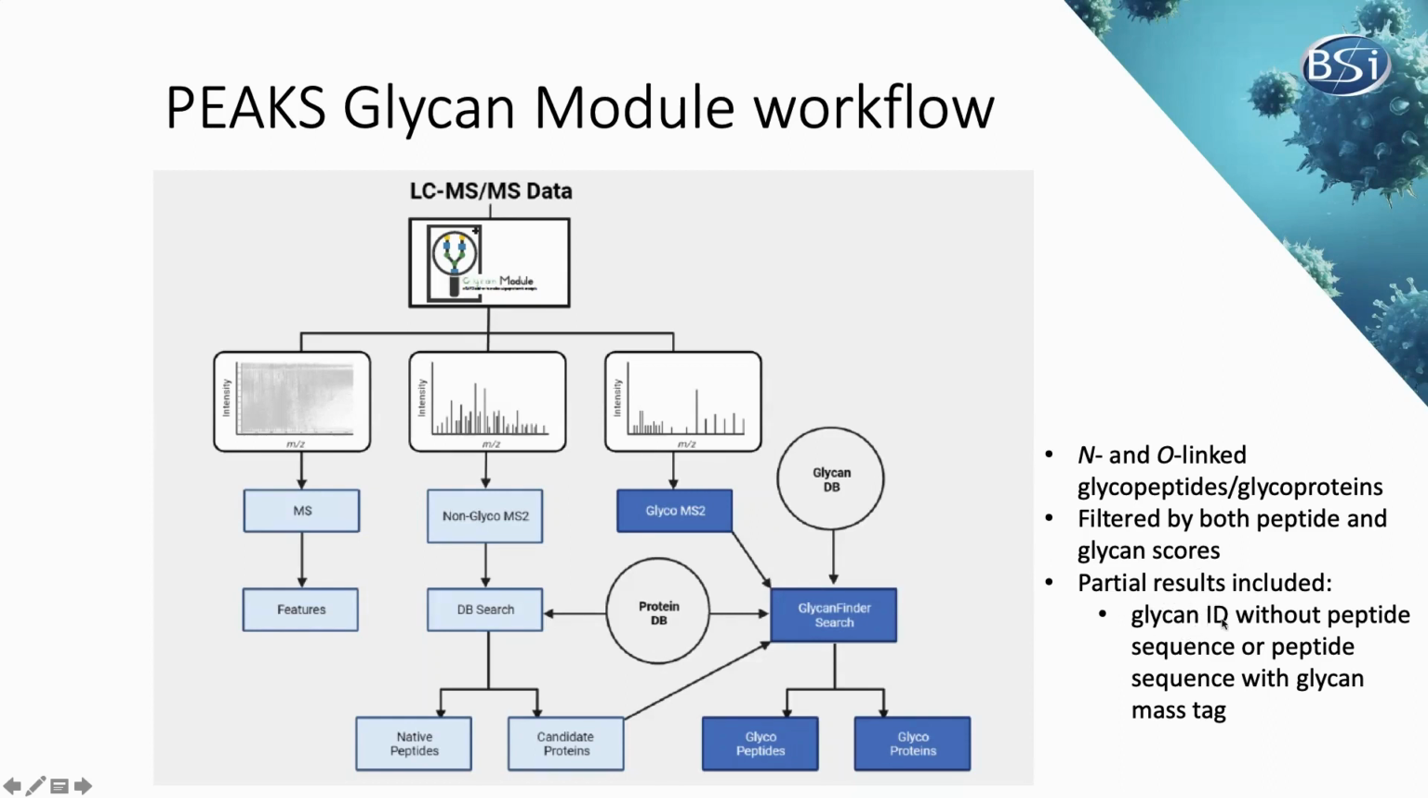In addition, we have a partials tab, which I'll show later in the software demo. If we only have a glycan ID from a particular scan, and we don't have good fragmentation ions supporting a peptide sequence, we include these in the partial scan. As well, we can have a good peptide sequence without a confident glycan match, and we'll assign a mass tag to that peptide sequence and include those in the results.